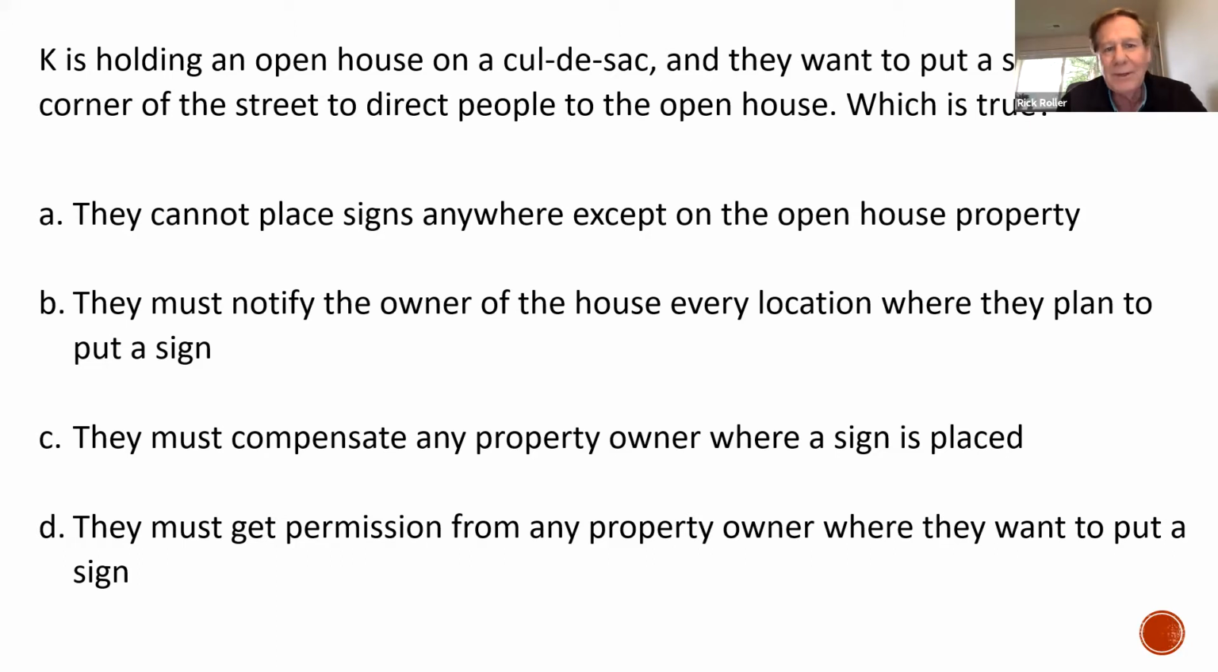A, they cannot place signs anywhere except on the open house property. Now, that'd be a bummer, and that's not true. You drive around the community, you see signs everywhere. B, they must notify the owner of the house at every location where they plan to put a sign. You must notify the owner of the house, meaning your client. C, they must compensate any property owner where a sign is placed. No, not necessarily. D, they must get permission from any property owner where they want to put up a sign. And that is the correct answer, folks.